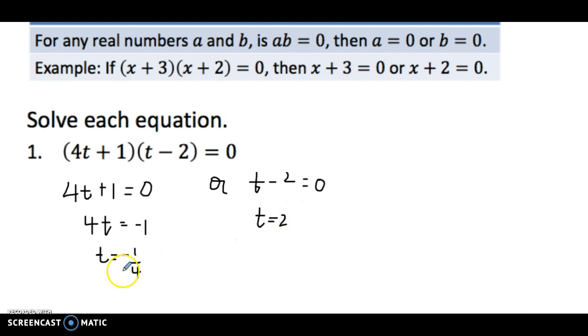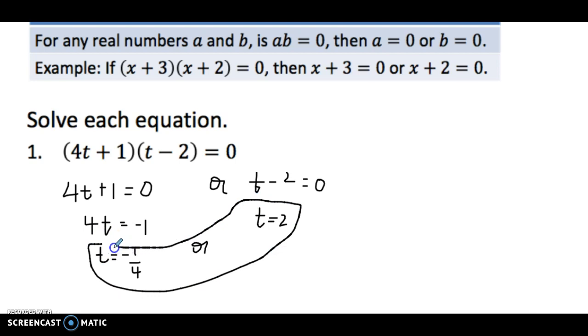And the way to check yourself for these is to plug -1/4 or 2 into the equation and make sure that it does in fact equal 0. When you plug -1/4 in here, you get -1. -1 plus 1 is 0. 0 times anything is 0. And if you plug 2 into this binomial, you get 2 minus 2 is equal to 0. And 0 times anything else is going to be equal to 0. So it does work out.